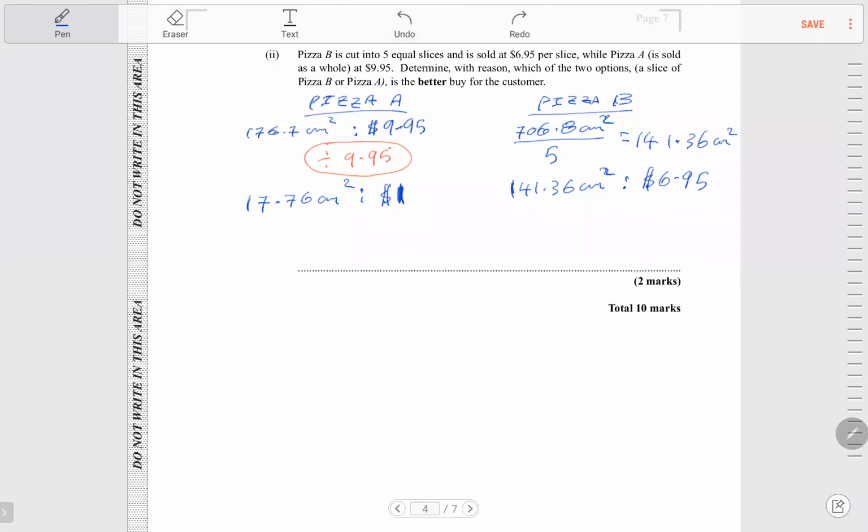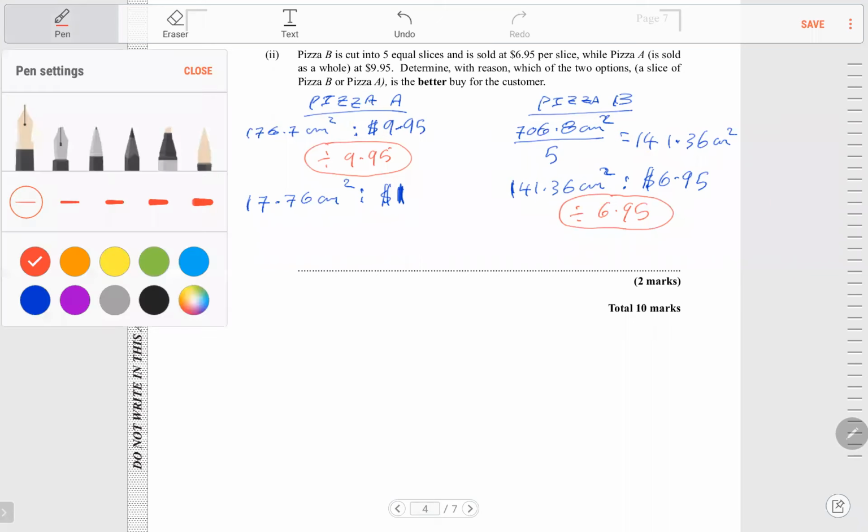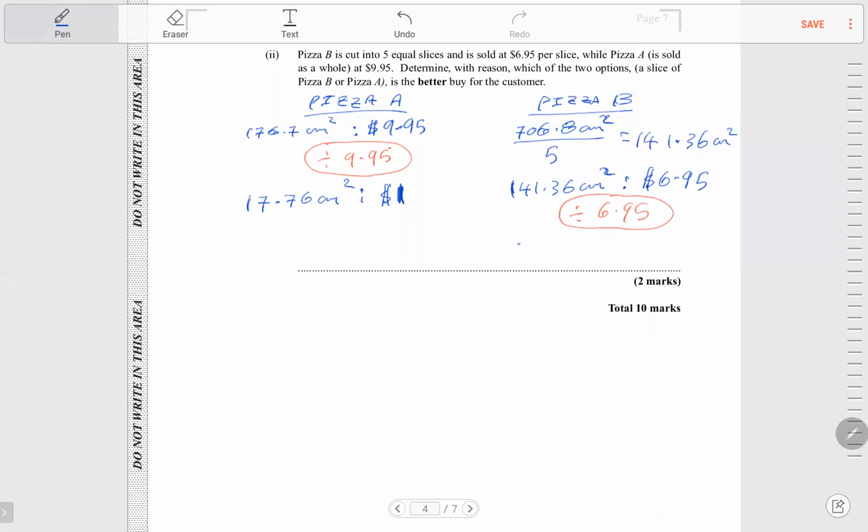Let's look at this one now. For this one, I'm going to divide the ratio by $6.95, so that the money part comes down to 1. You want to see how much you get for your $1. So it's 141.36 divided by 6.95, and on this one I'm getting 20.34 centimeters squared to the dollar.